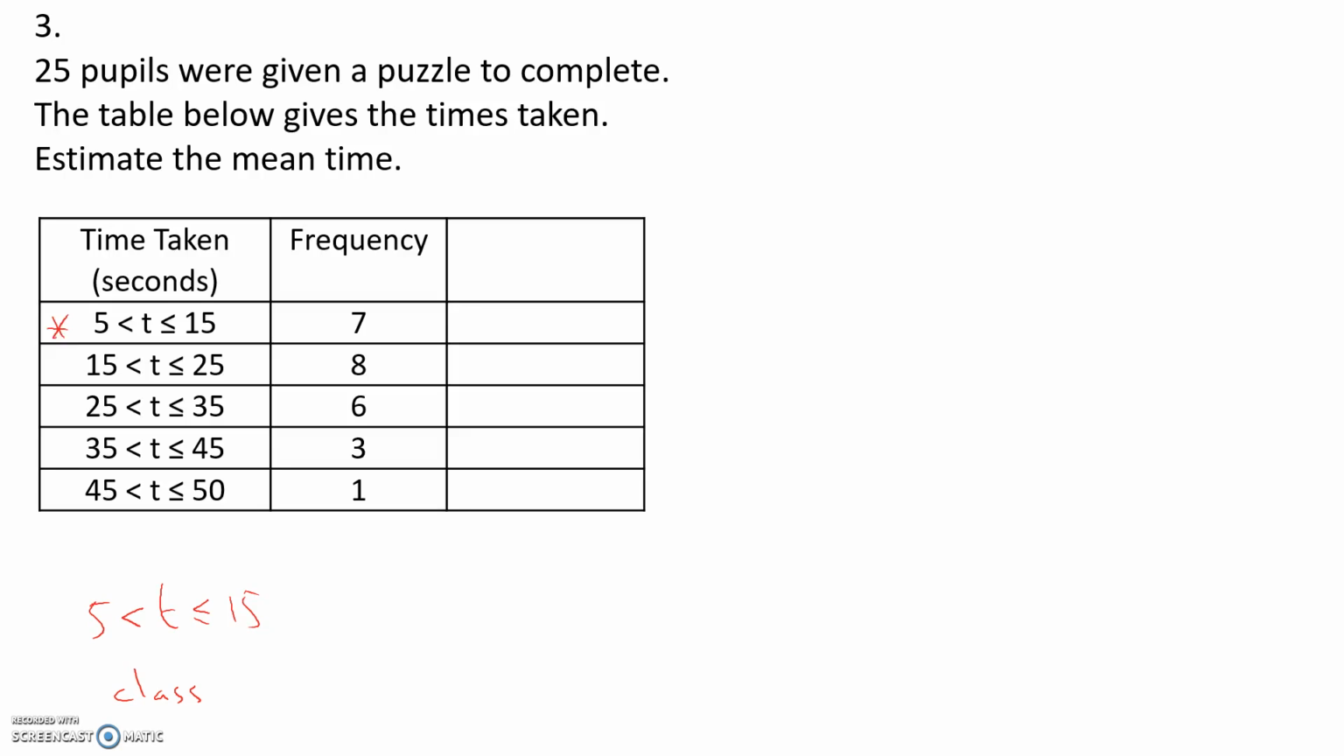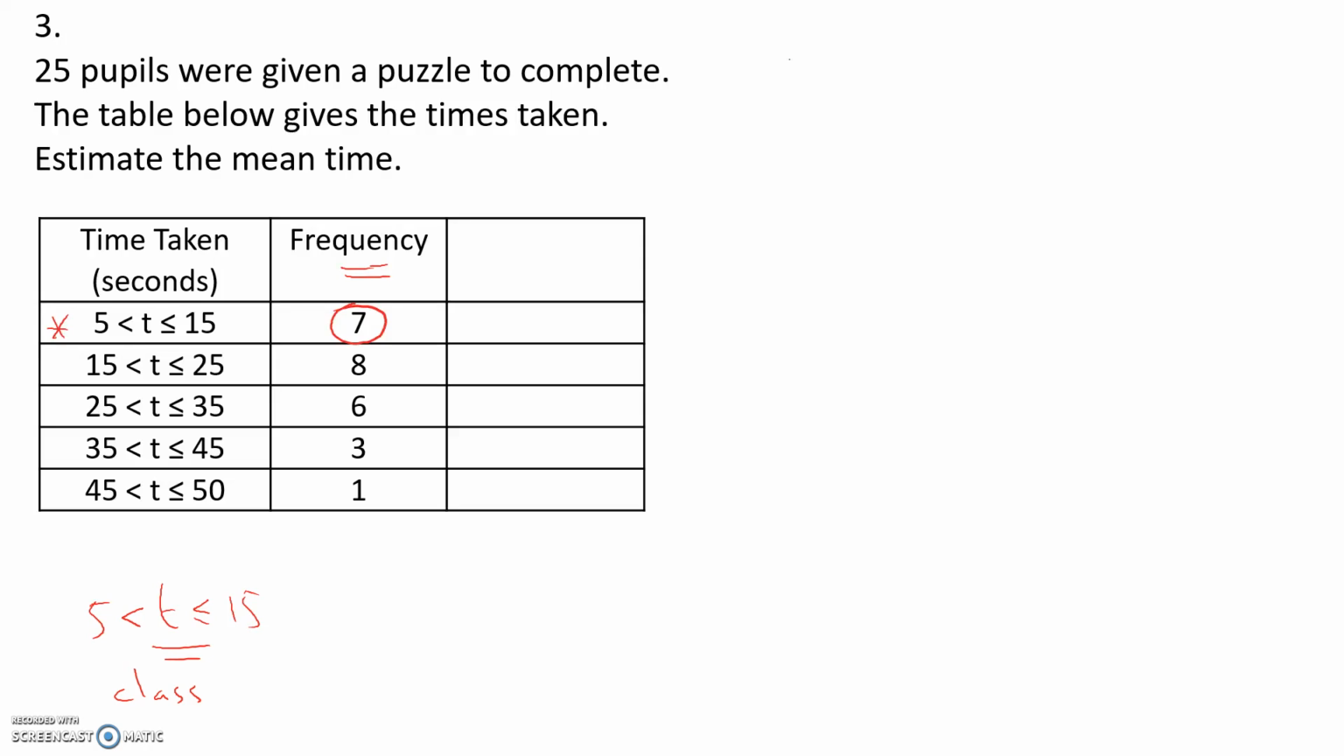And what does this frequency word mean? Well, this means the number of times. So if we put those two things together, it's telling us that we've got 7 times that are between 5 and 15 seconds. Okay, so we've got 7 times. We don't know any of the times exactly. Now let's imagine that we did. Let's imagine we knew exactly what those 7 times were.